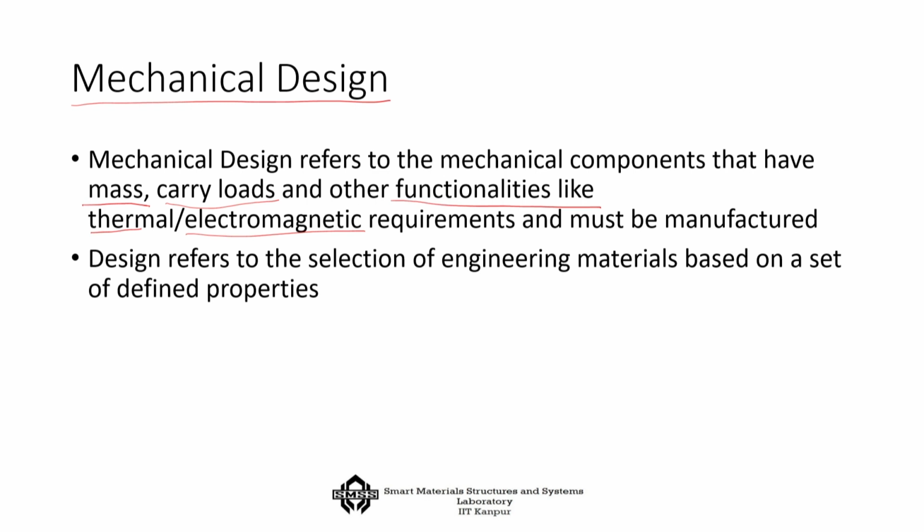So, at this stage our design will refer to the selection of engineering materials based on a set of defined properties. What are these properties? I will come to it in a minute. Now, think of the significance of this particular concept that we are talking about. Think that in the concept generation phase, you have come up with a new design of a water bottle. That is what we were thinking of, any product, let us say it is this water bottle itself, and you have come up with a concept.